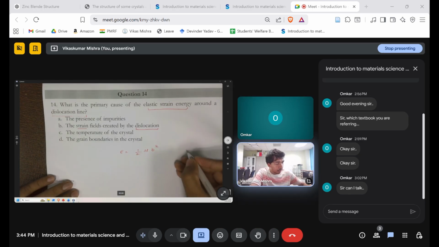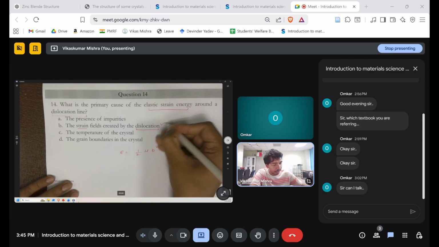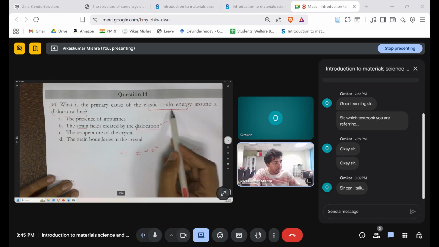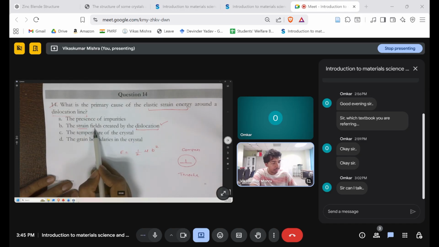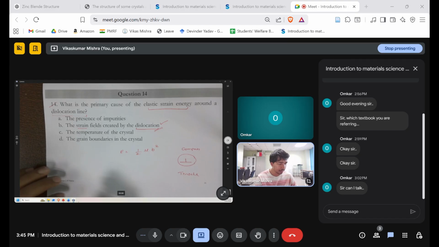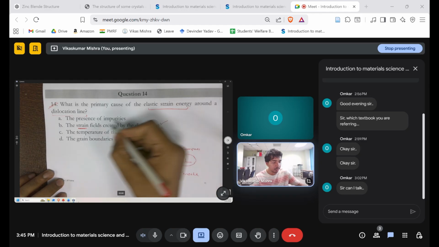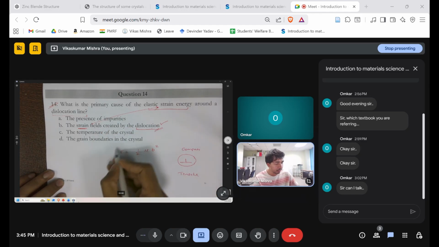We saw a dislocation. Above we know that it's a compressive stress. Below we know that it's a tensile stress. So around this, there is a stress field. The strain field is there, which is nothing but it is created by the dislocation itself. So the primary cause of the elastic strain energy around the dislocation is the strain field created by the dislocation. The above part is compressed, and the below part of the dislocation is a little bit elongated. So it is creating a strain, which is relating to the elastic strain energy. So this we will remember.